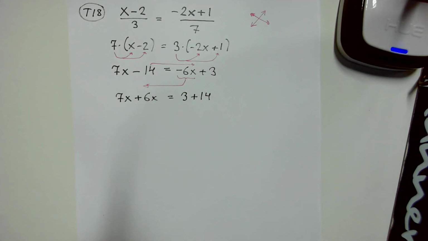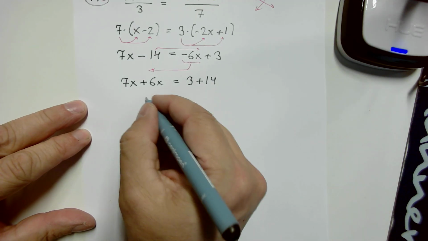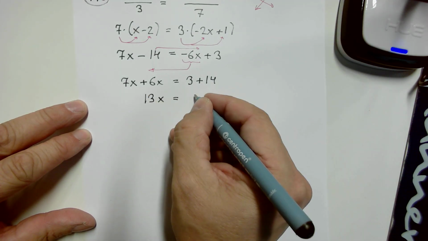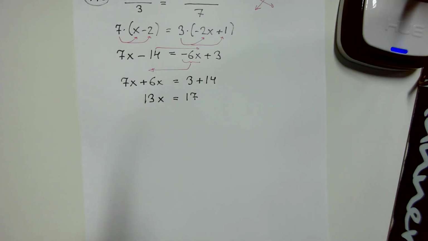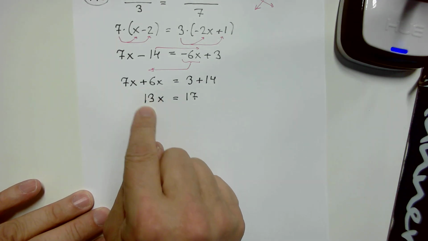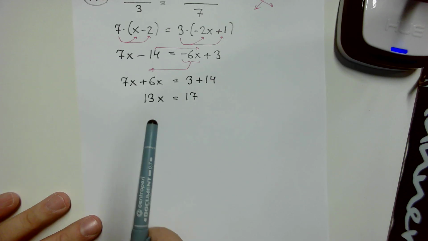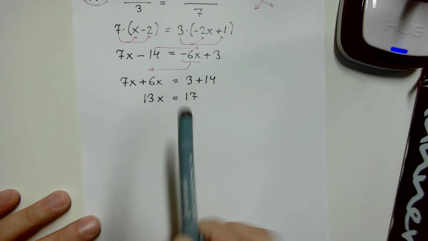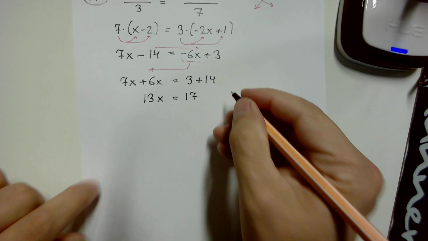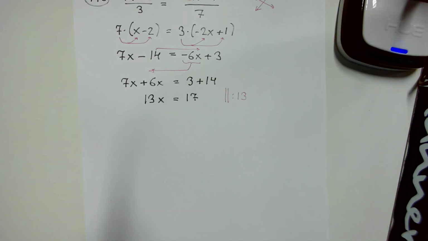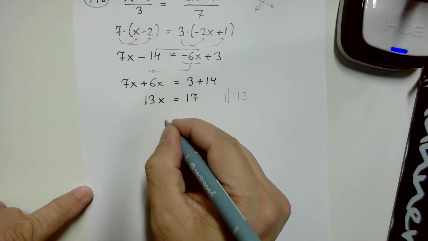So the sign changes, minus to plus or plus to minus. 13x equals 17. And after that you just have to remember the order to divide, so we will divide with this 13 here, so it will come below this 17. So I'll mark it like this, and then we get the answer.